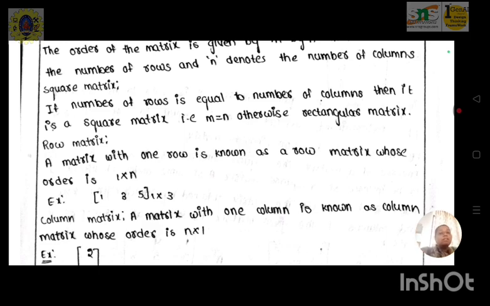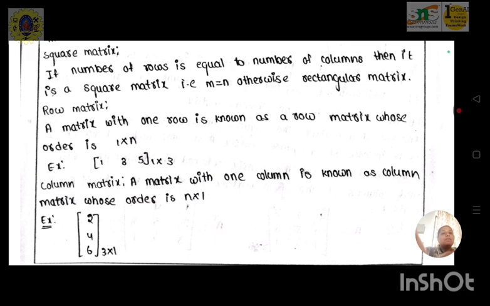A matrix with one row is known as a row matrix, whose order is 1 cross n. For example, 1 3 5: here we are having only one row with 3 columns. So the matrix will be represented by 1 cross 3.